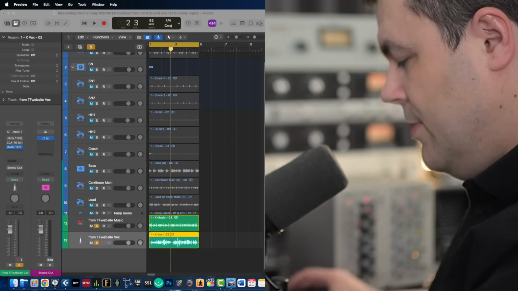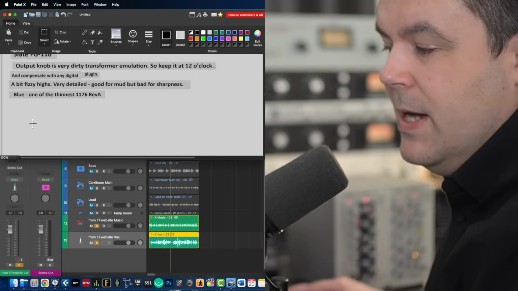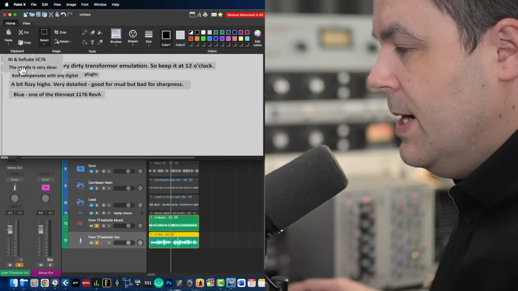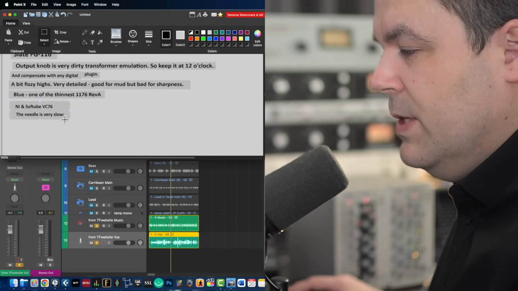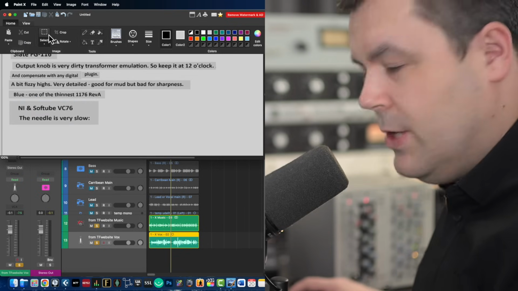First of all, they released these plugins which were shared with Native Instruments. They basically made those plugins for Native Instruments. So I'm gonna call it Native Instruments and Softube. And this compressor back in the days was absolutely crazy cool.